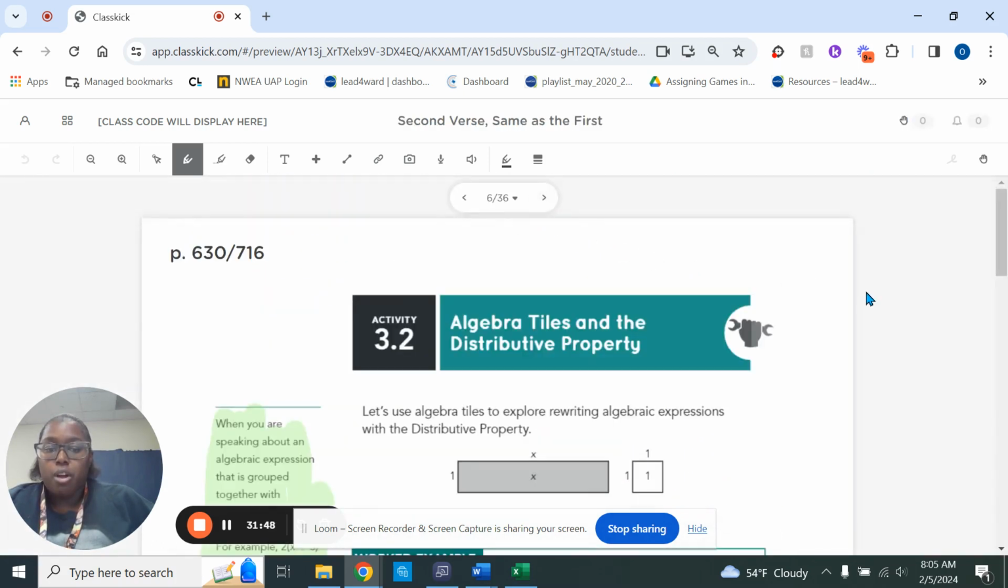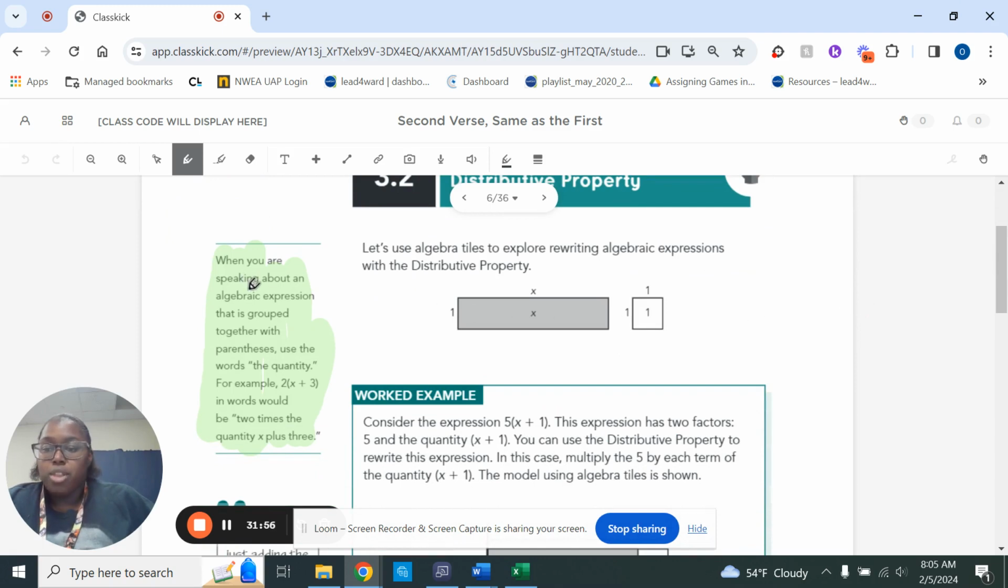We are now on page 630, or page 716 if you are in third period. The only important thing I wanted you to take from this page is when you are speaking about algebraic expressions that are grouped together with parentheses, use the words "the quantity." For example, we have 2 times (x plus 3). In words, that would be 2 times the quantity x plus 3. Saying "the quantity" lets us know that there are parentheses. So instead of saying beginning parentheses, what's inside, then ending parentheses, just say "the quantity," and we'll know that there's parentheses there.